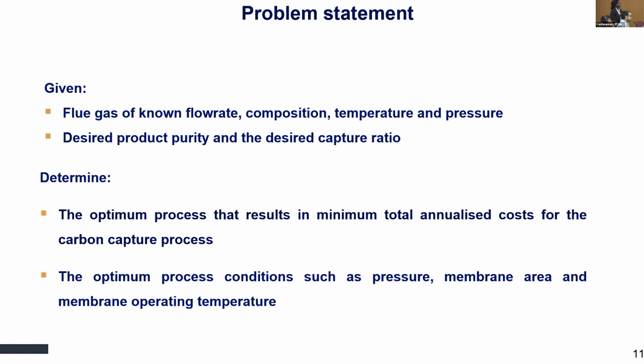there are some set product purity and desired capture ratio that is a standard used in literature, such as recovery of 90%, that has already been shared in the previous presentation, and the product purity of 95%. And in the process, we sought to determine the optimum process that results in minimum total annualized cost, the optimum process conditions, such as the optimum pressure of the membrane stages, the membrane area, and the membrane operating temperature.